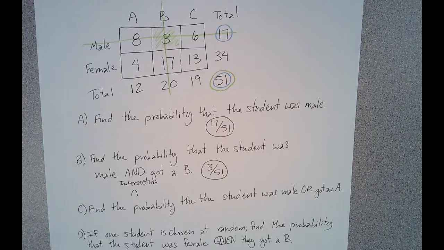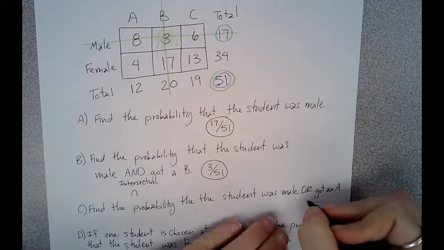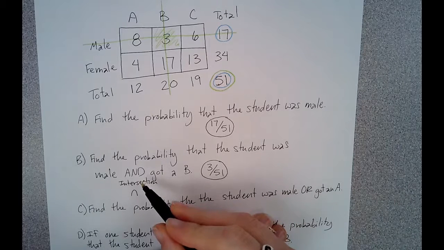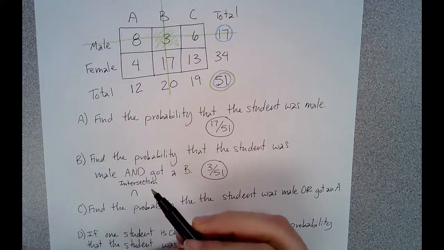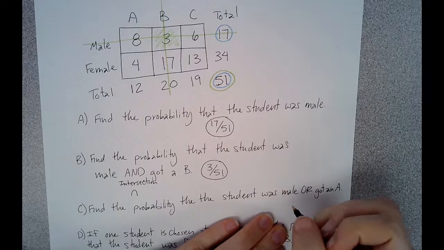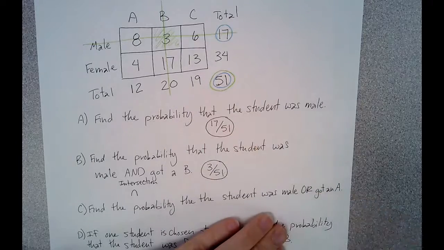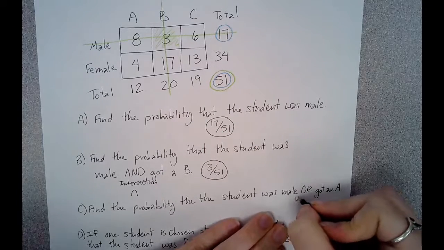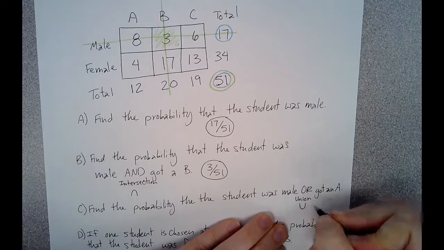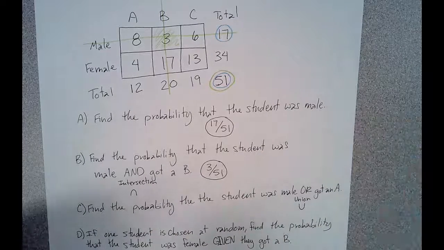Okay, the next one. Find the probability that the student was male or got an A. So this is a little bit different. "Or" is not the same as "and," and a lot of times it's a little bit confusing because you kind of sometimes think "or" needs to be this intersection, but it's not. Or means the same thing as union, and this is the symbol for that.